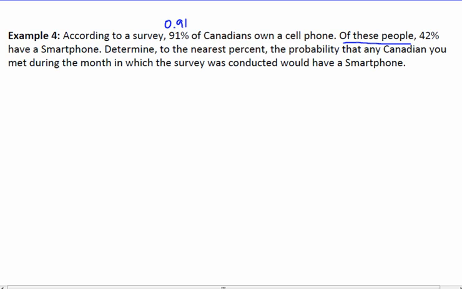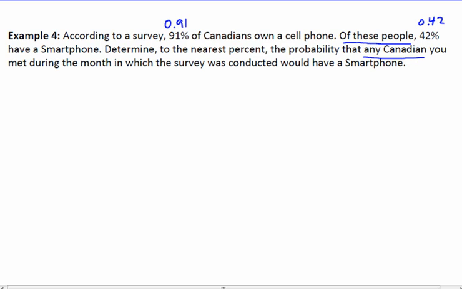Of these people, that's very important. Of these people, so they are dependent, right? So that's meaning these ones already own a cell phone, so the ones already have a cell phone, they also have a smartphone. Okay, so let's do what with this number here. 0.42. So 42% of those who have a cell phone also have a smartphone. Determine to the nearest percent the probability that any Canadian you met during the month in which the survey was conducted would also have a smartphone.